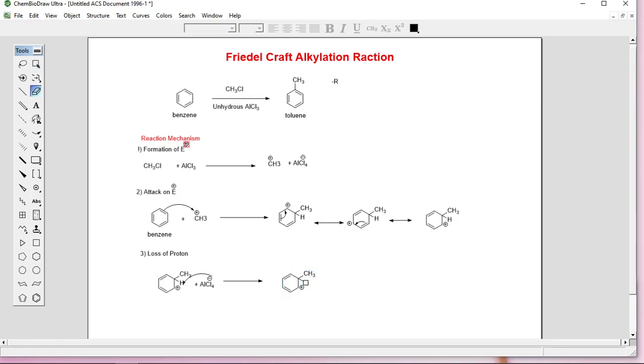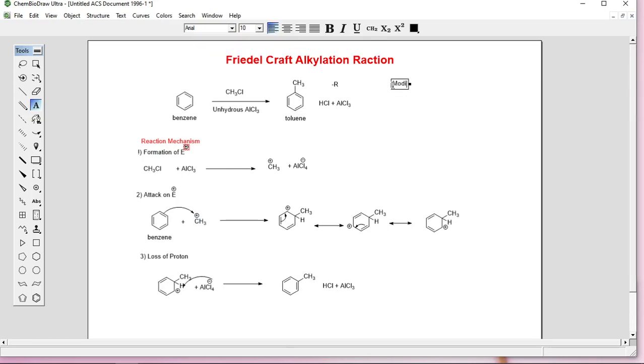So you have to erase this double bond, and the byproduct is HCl plus AlCl3. The attack on electrophile takes place. This is the FC alkylation reaction. This FC is not a foundation course. Okay, it's a Friedel-Crafts alkylation reaction. Now the modification of Friedel-Crafts alkylation reaction.